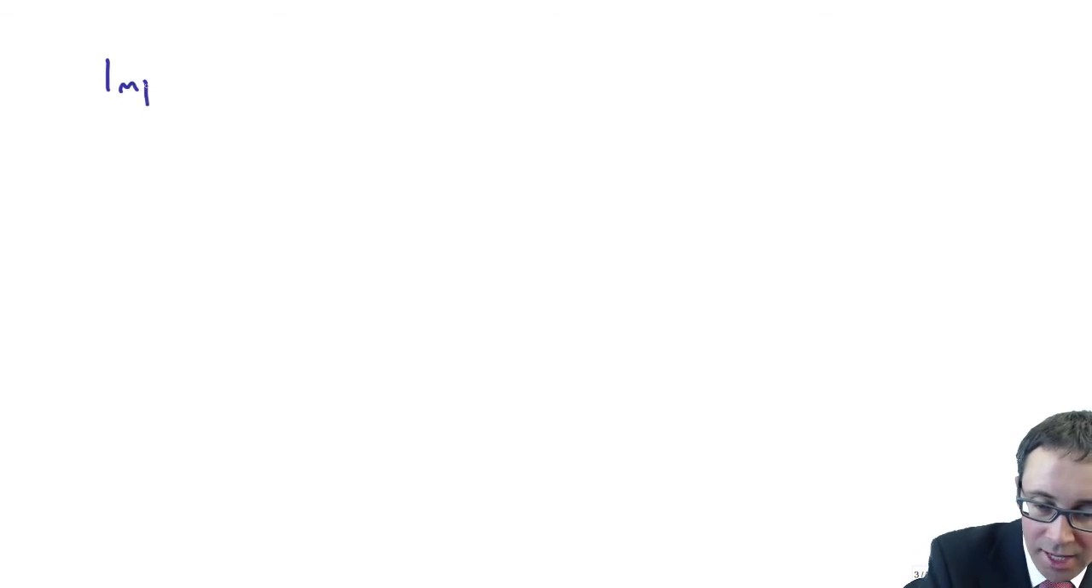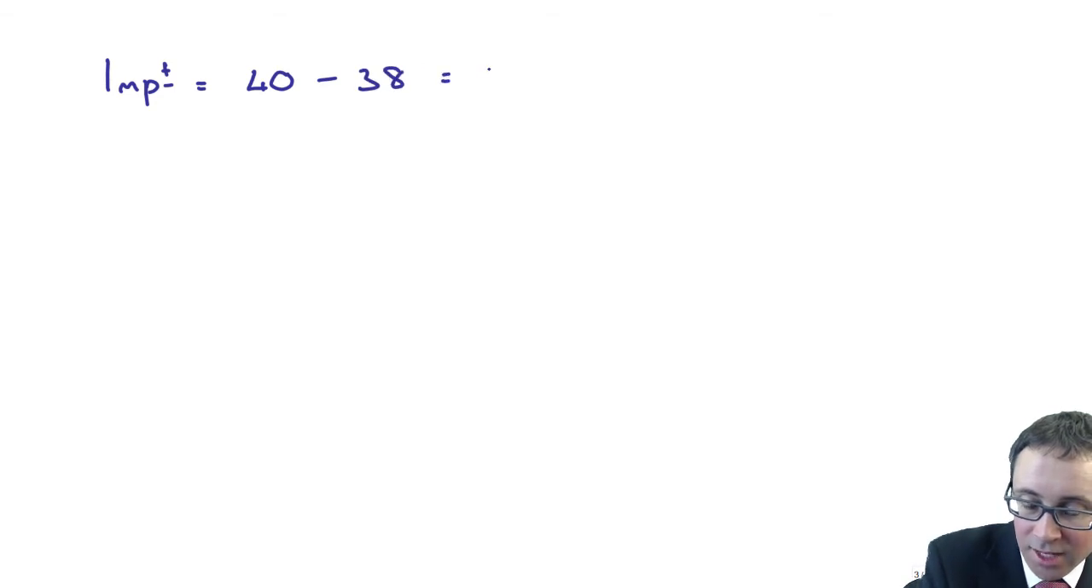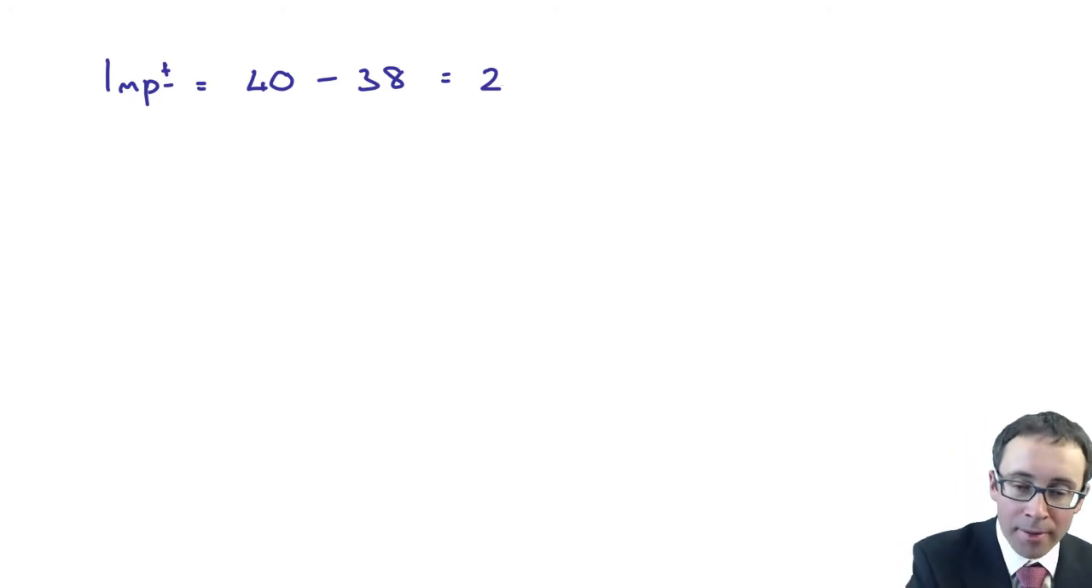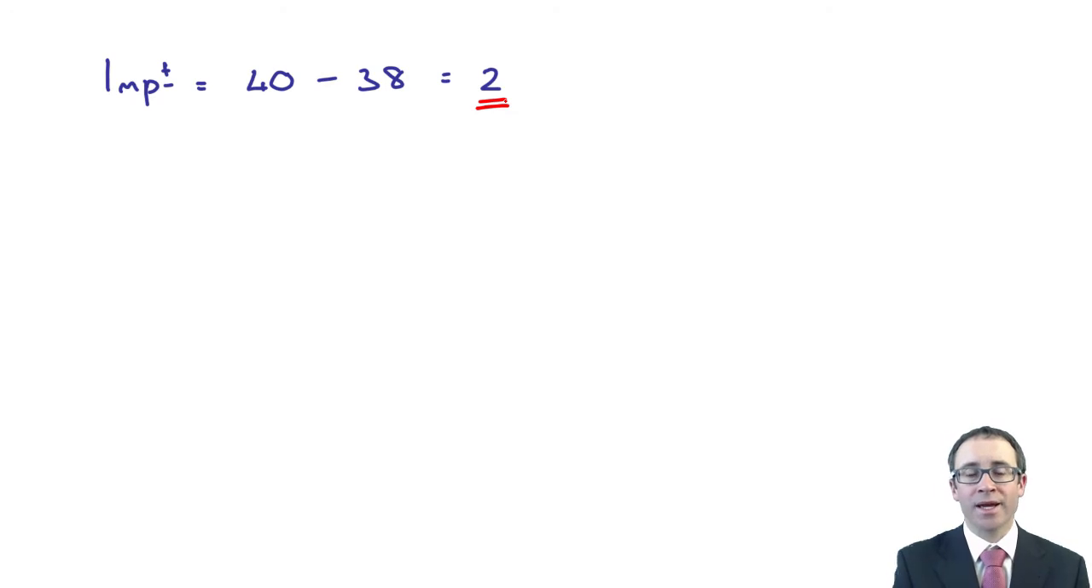So what you've got there is that there is an impairment, isn't it? The carrying value is 40. The recoverable amount is 38, which is there as 2, isn't it? Okay. So your impairment for the year is 2 million. Okay.